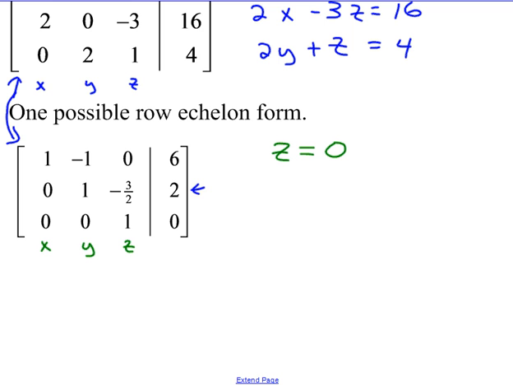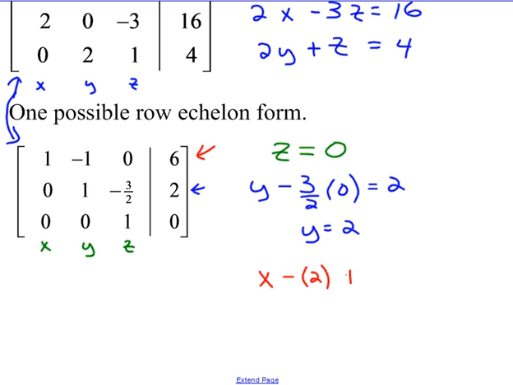The next equation that I get out of here says y minus 3/2 z, but we just said z is 0, is going to equal 2. And 3/2 times 0 is 0, so we get the equation y equals 2. And now I'm going to substitute my y and my z up into my very first equation, which says x minus y, well that was 2, and then plus 0z, and z was 0 as well, is 6. So this becomes x minus 2 is 6, or x equals 8. And so our solution for this system is 8, 2, 0.